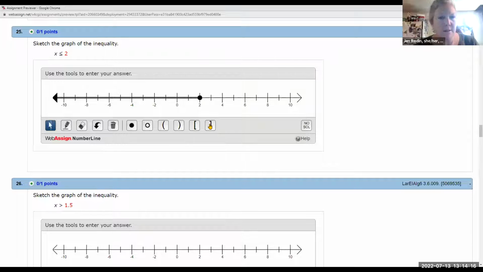Now you might have used this symbol instead of that closed circle. Both are correct. So we're moving towards this bracket facing to the left. If we had put that instead onto the 2, that would be correct as well. As you get more advanced in math, if you keep taking math, it'll turn into just that, and we won't be using the open and closed circle anymore. Remember, it's a closed circle or a square bracket when there's that bar underneath the or equal to.